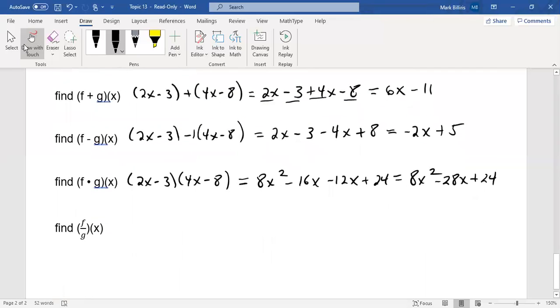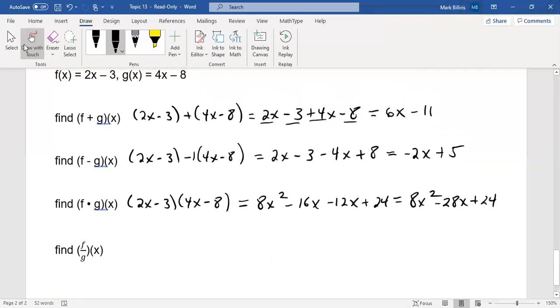Our next problem is division. So we're going to take our f function, which is 2x minus 3, and put it over our g function, which is 4x minus 8. So we have 2x minus 3 over the denominator. We can factor the denominator, we can take out a 4, and that leaves us x minus 2. We can't reduce any further than that because nothing goes into both 2x minus 3 and x minus 2 or 4, so that would be our final answer.